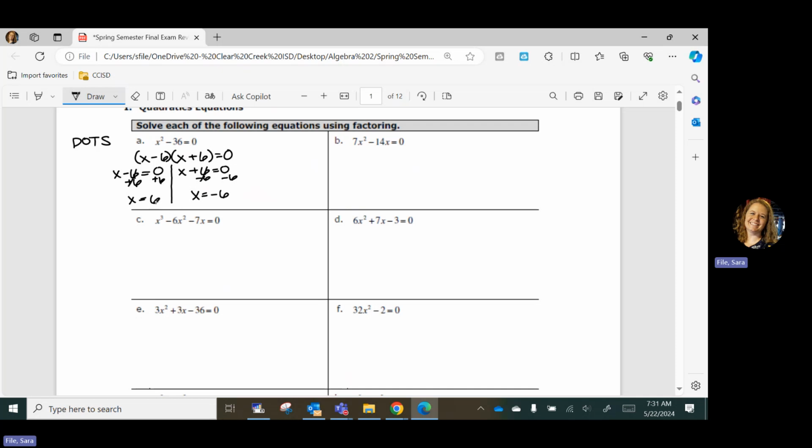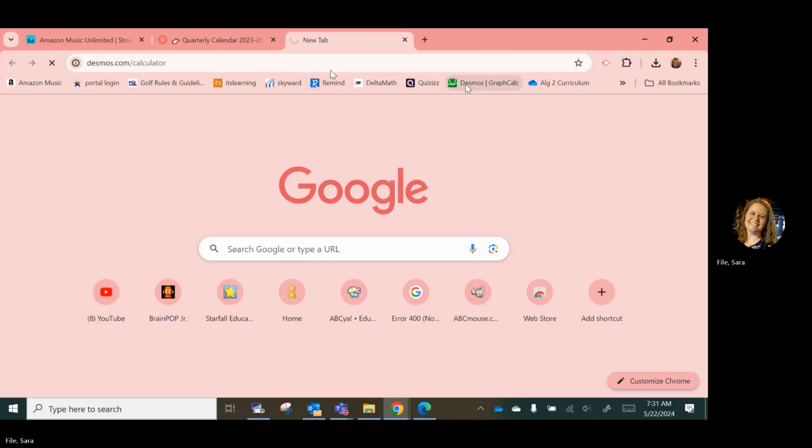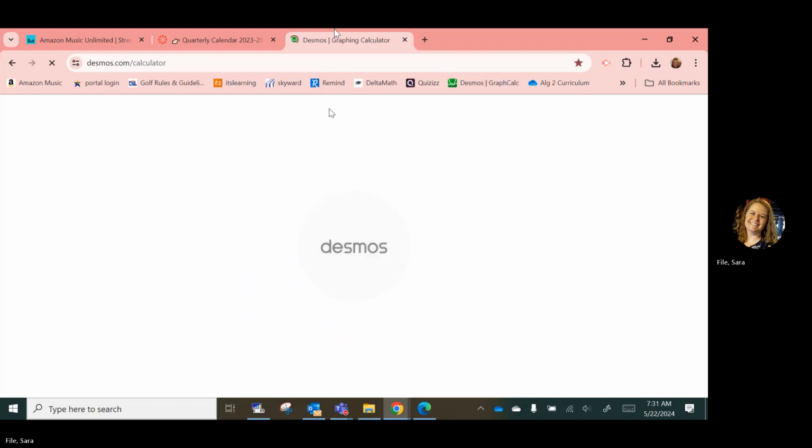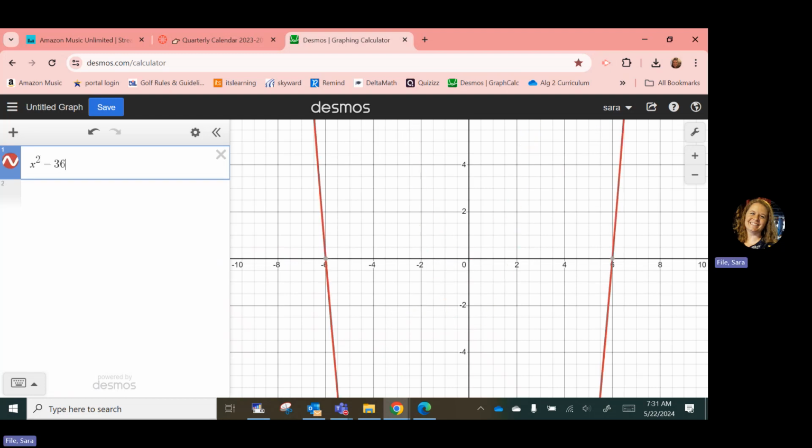Now the other option, like I just mentioned, I will show you. Pull up Desmos. You can put in the equation. So it was x squared minus 36. And we can see the x-intercepts are at -6 and +6.